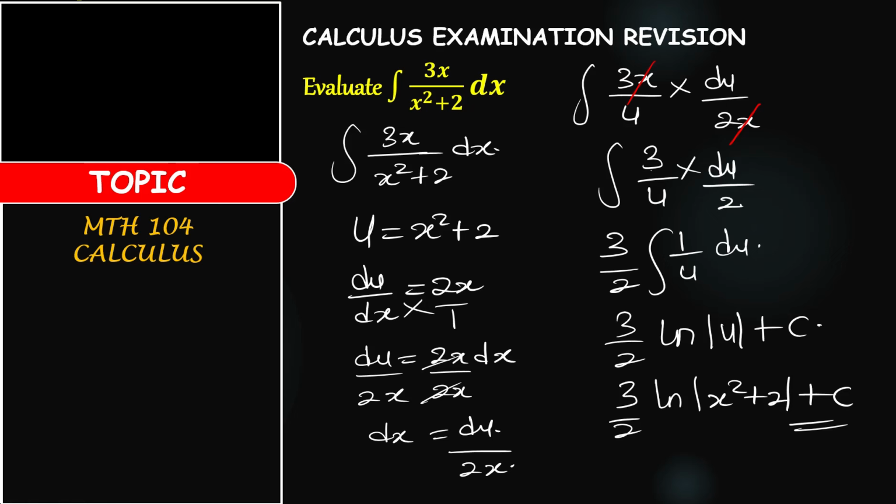You see how easy calculus is. All these things I learned about 8 years ago, 9 years ago, but I can still remember them vividly, even when I'm not in that line again. Alright, so that is basically how to go about a question like that. And the correct answer to that question is option A. 3 over 2, natural logarithm of s squared plus 2 plus c. Option A.